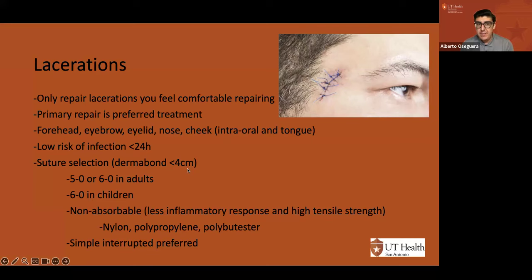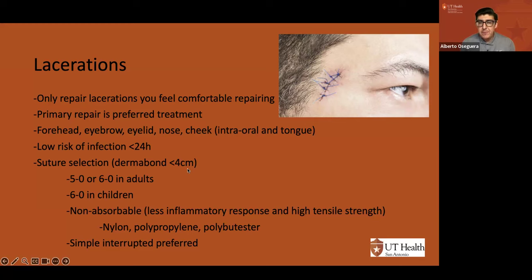And again, this can involve either the forehead, the eyebrow, eyelid, nose, the cheek, and any sort of intraoral lesion can obviously get lacerated. And then the tongue is also a potential possibility for laceration. Like I mentioned, anything that is fixed within 24 hours is actually low risk for infection, as long as during the initial evaluation, it's thoroughly cleaned and irrigated and covered to prevent infection.